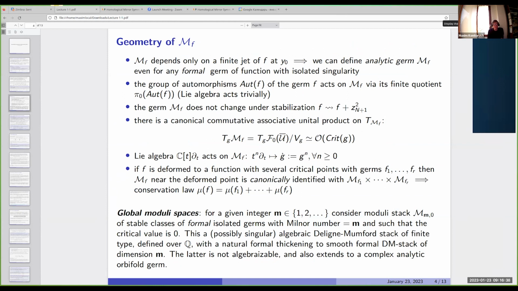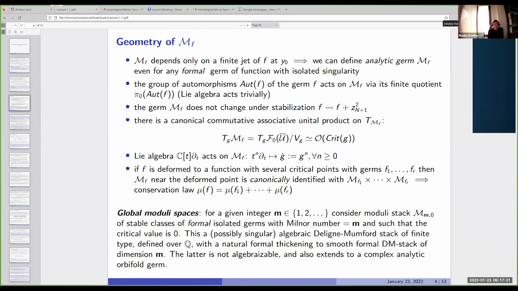One can say several things about it. First, it depends only on a finite jet of the function at y0. It's a very simple result, but by a local change of coordinates, maybe with trivial linear part, one can vary arbitrarily sufficiently high Taylor coefficients. So it means that you don't really need to know the whole convergent series of F, you need to know only a few terms. And that means that one can define this analytic germ if you know only not a convergent series, but a formal germ of a function with isolated singularity.